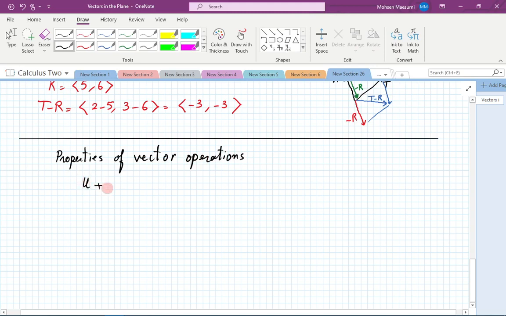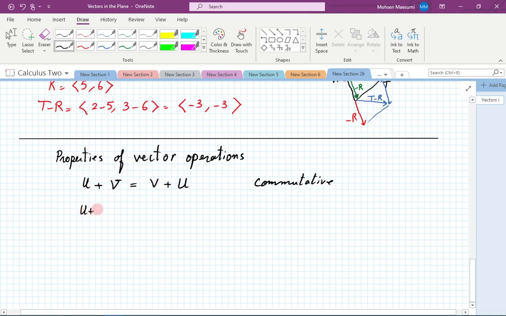If I have a vector and another vector, I can add them in either order and the result will be the same. So this is called the commutative property. So again, remember, I'm either supposed to write them in bold or put arrows on top of them, but again, to avoid the clutter, we are not doing that.